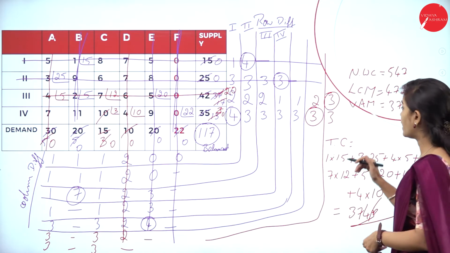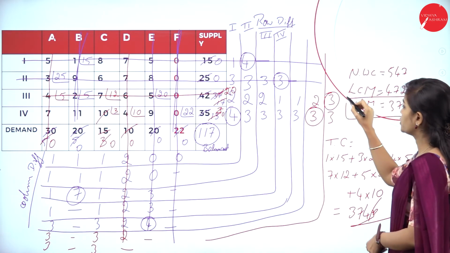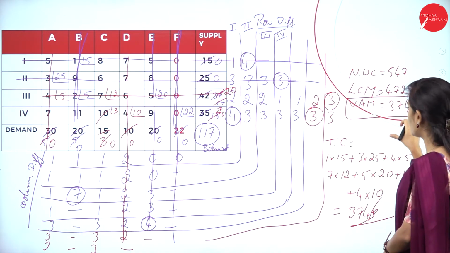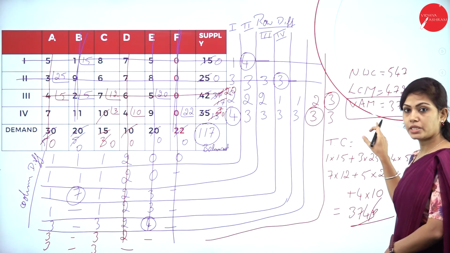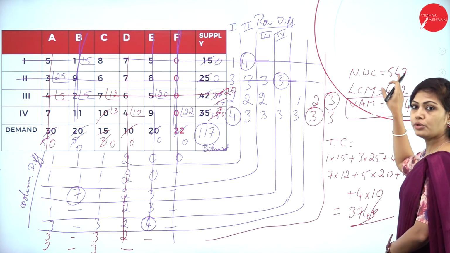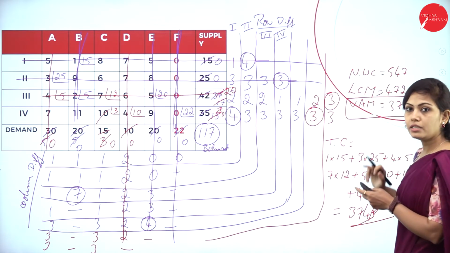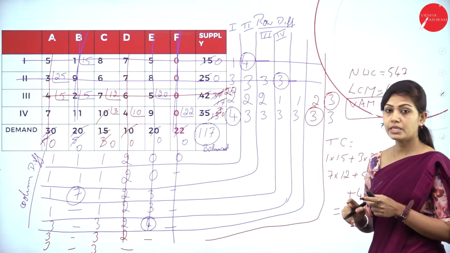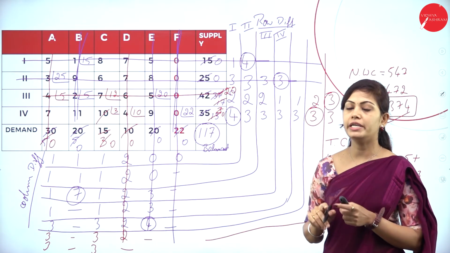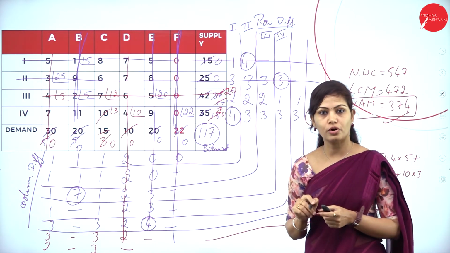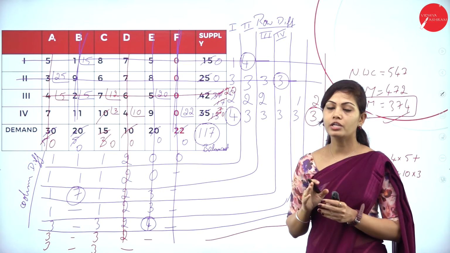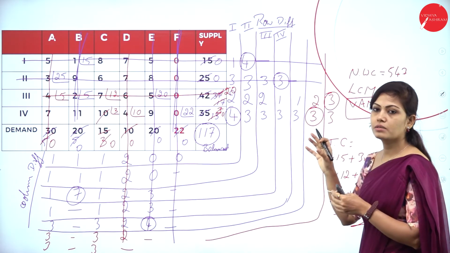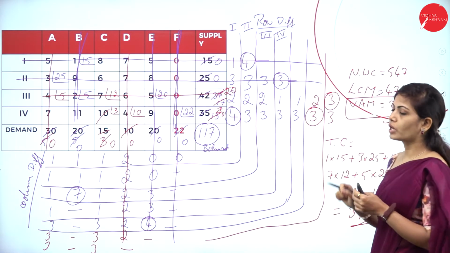We got the least value in Vogel's approximation method. The minimum transportation cost comes from Vogel's approximation method. 374 is the minimum value compared to least cost and northwest corner method, right? So Vogel's approximation method is the best procedure for finding the total transportation cost. Compared to northwest and least cost method, you will get the least transportation cost in Vogel's approximation method.